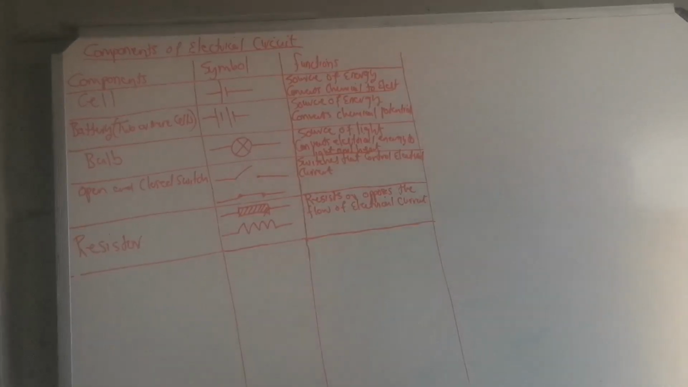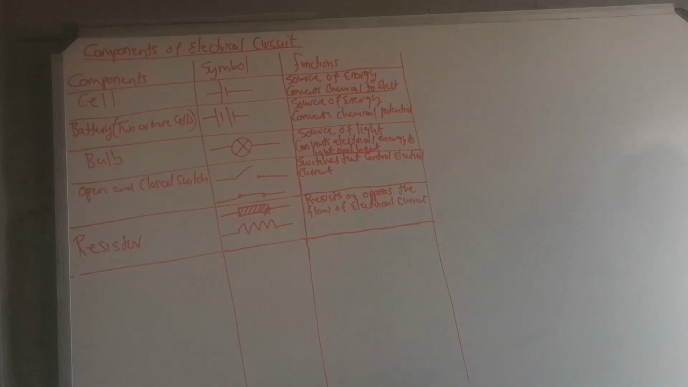Elements in the kettle. The element in the kettle acts as a what? As a resistor. And then heaters. They convert the electrical energy to heat energy. Those are examples of resistors.